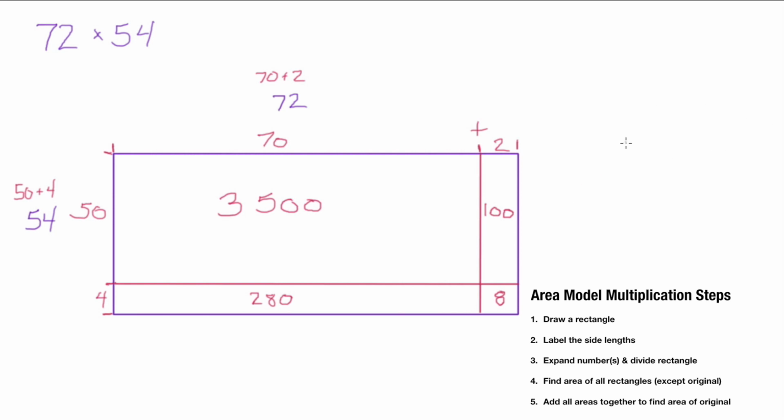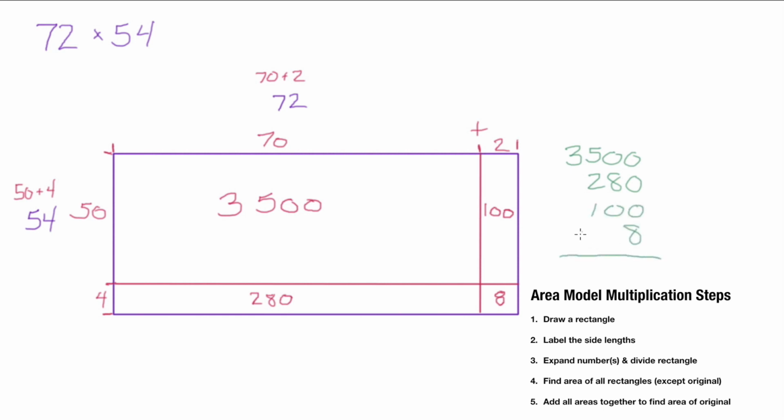Are you ready for the grand finale? Let's add the smaller rectangles together to find the area of the larger rectangle and the solution to our question, 72 multiplied by 54. So let's add together 3,500 plus 280 plus 100 plus 8.